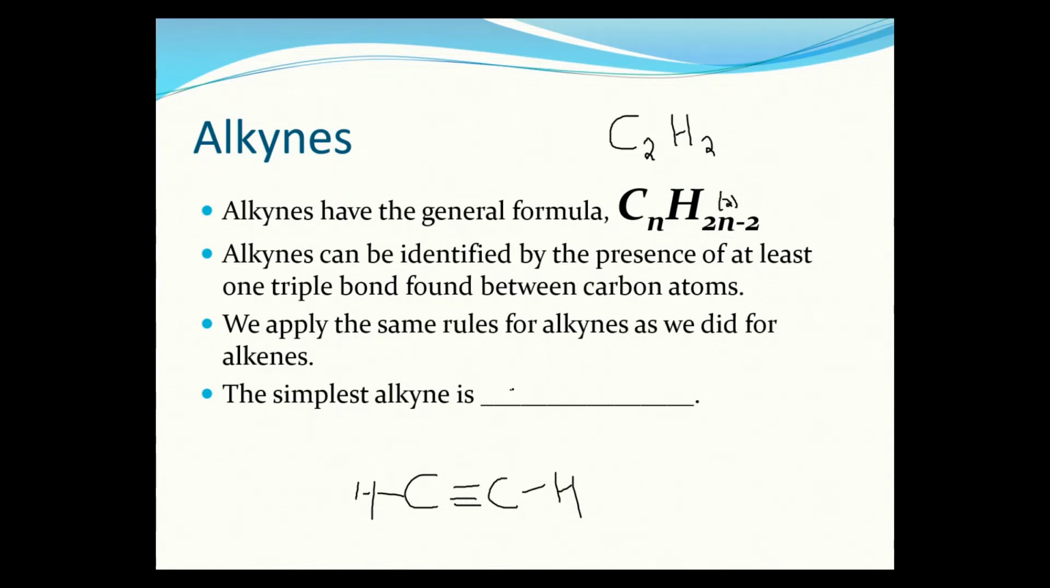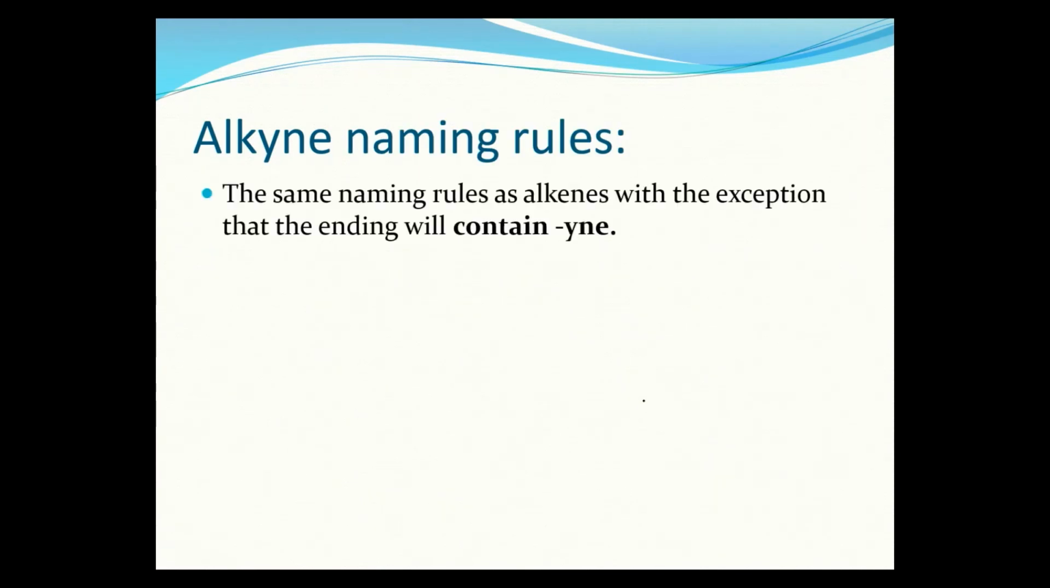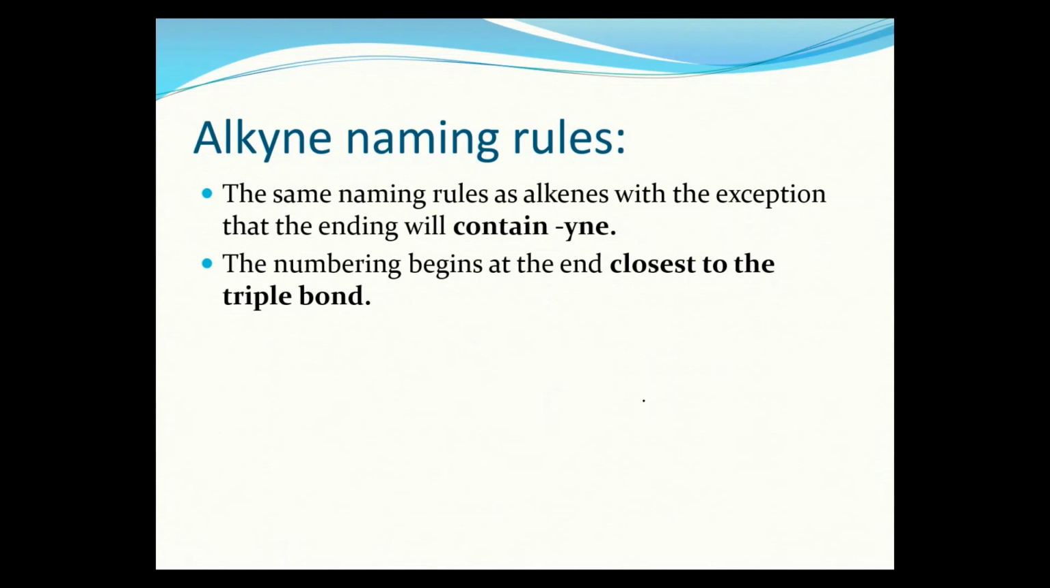And this is 2, so it's eth, and then it ends in "-yne". All of these end in "-yne". Okay, naming rules are the same. They're going to end in "-yne". Numbering begins closest to the triple bond, just like with alkenes.